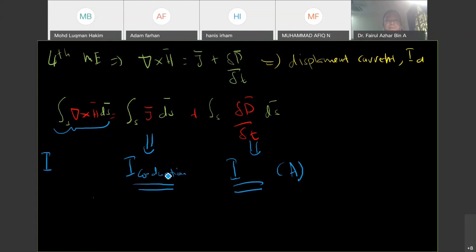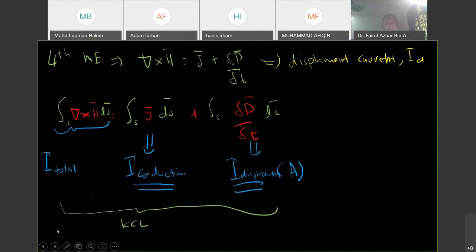Because of that, this part of the equation we call the displacement current. This part of the equation then gives us the total current. From this, basically, we can fulfill another concept of the current, what we call KCL, Kirchhoff's current law.